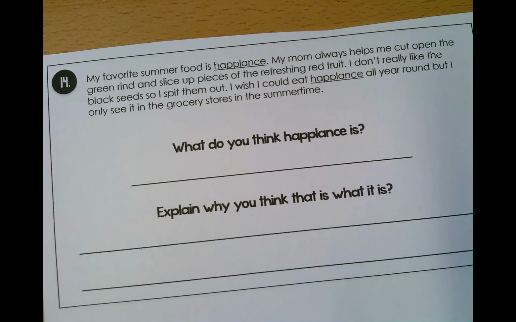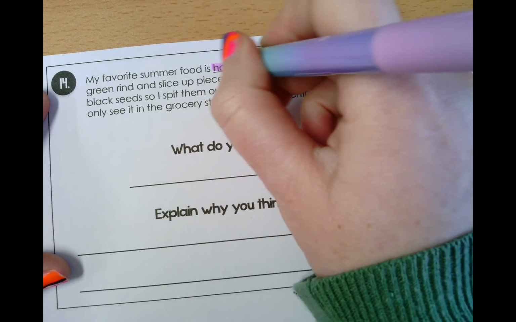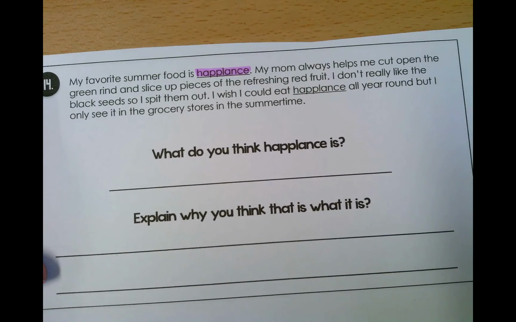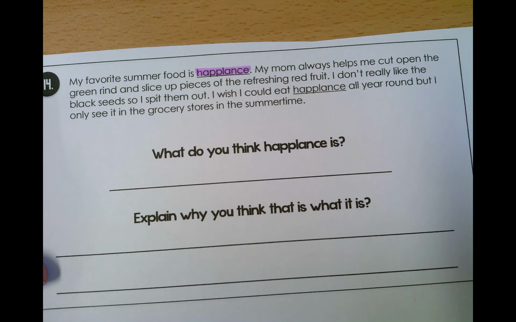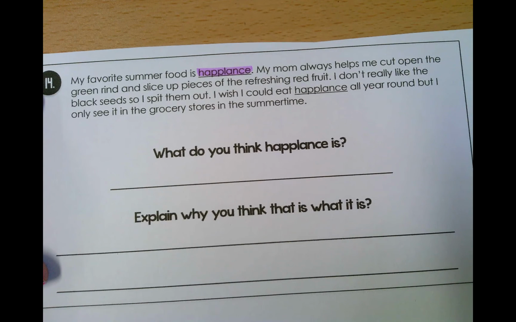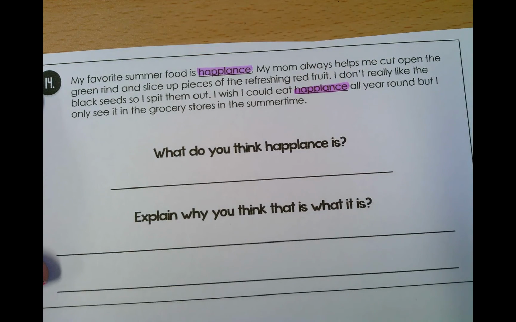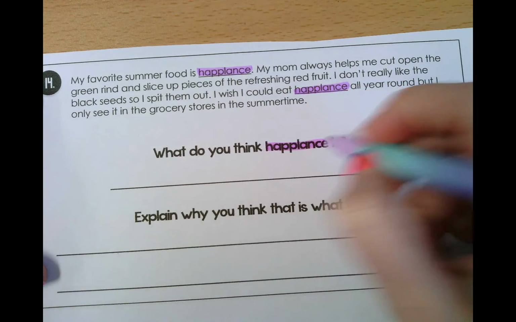Okay. My favorite summer food is happalants. Oh my goodness, that's not a word. My mom always helps me cut open the green rind and slice up pieces of the refreshing red fruit. I don't really like the black seeds, so I spit them out. I wish I could eat happalants all year round, but I only see it in the grocery stores in the summertime. What do you think a happalant is?